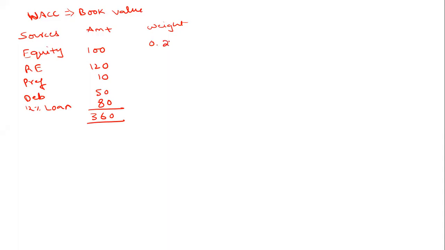0.2777, 0.2778, right? 0.0278, 0.333, 0.027, 0.028. Next, debentures, 0.138. Loan, 0.222. Now when we total this, it should be 1, right?